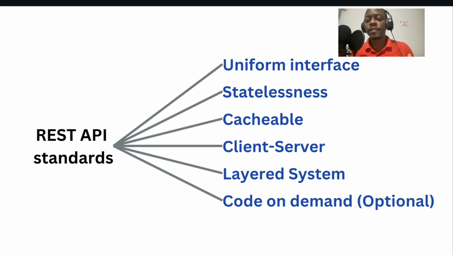Code on demand simply means that the server can send code which is interpreted on the client. For example, in case of a login request, let's say a server sends a response which says that the phone number is invalid or the password is incorrect, and this code will be interpreted on the client and displayed to the user. That's what we mean by code on demand, and this is usually optional.